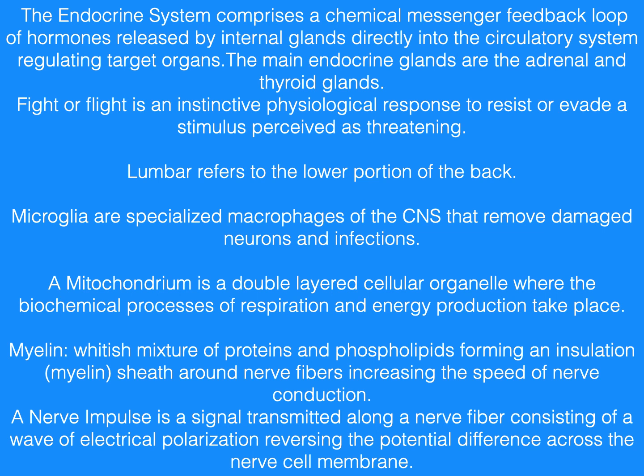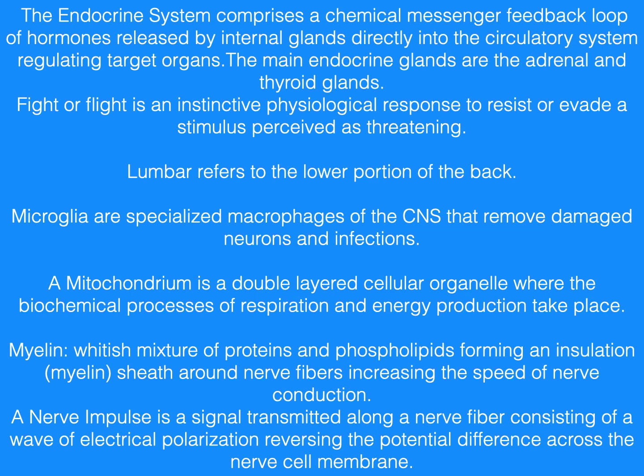The endocrine system comprises a chemical messenger feedback loop of hormones released by internal glands directly into the circulatory system, regulating target organs. The main endocrine glands are the adrenal and thyroid glands. Fight or flight is an instinctive physiological response to resist or evade a stimulus perceived as threatening. Lumbar refers to the lower portion of the back.